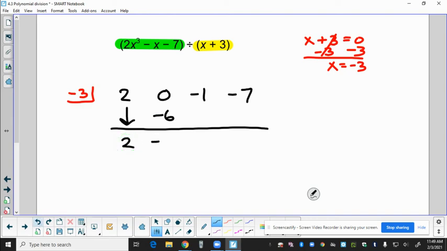Combine like terms. Repeat the process. Multiply. What do you get? You get 18, right? Combine like terms. And once again, multiply. -51, right? Combine like terms. How do we get the answer?